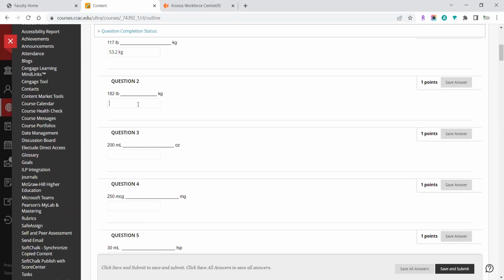I'm going to do the same thing here. 182 pounds divided by 2.2, and this time I'm going to get 82.7272 repeating. So I'm going to round that to 82.7 kilograms.